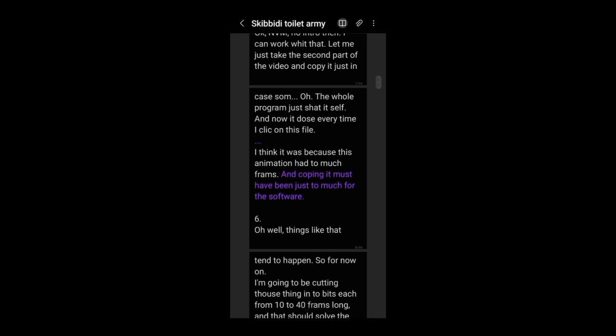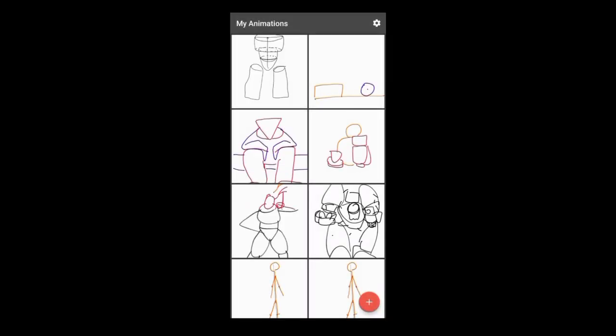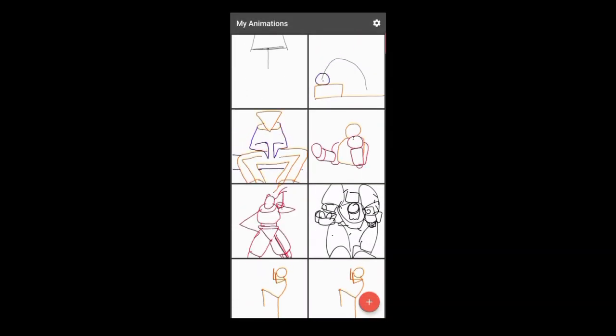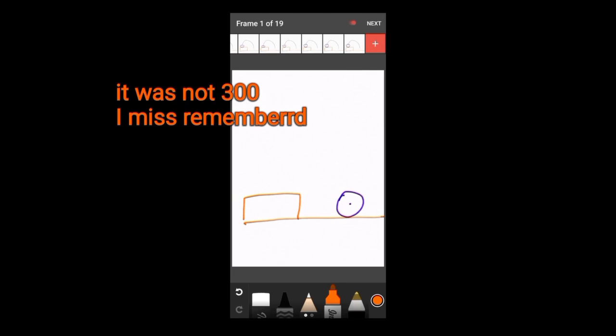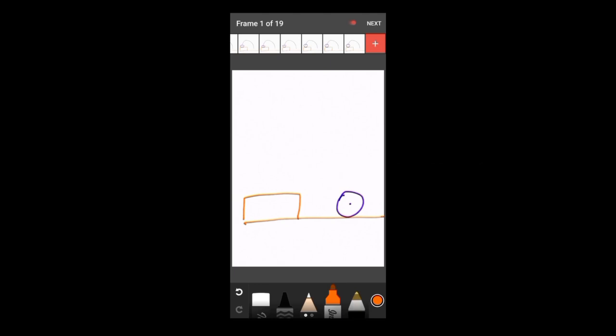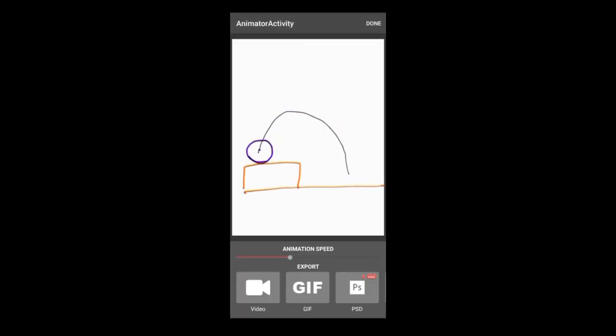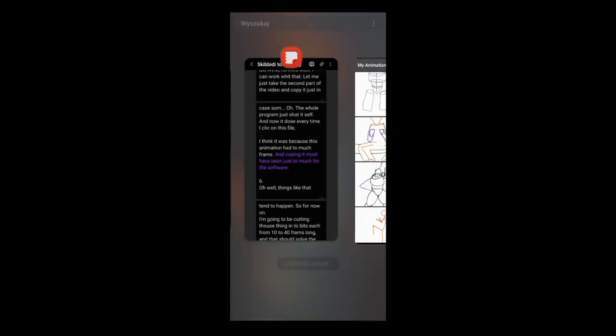I think it was because this animation had too much frames, and copying it must have been just too much for the program. Which is sort of true, because let me just, yeah, like you can see, I made a couple of things, like this thing has only 19 frames. The intro had, if I remember well, almost 300. So when I copied it, something must have went wrong. So this is my main theory on what could have happened.